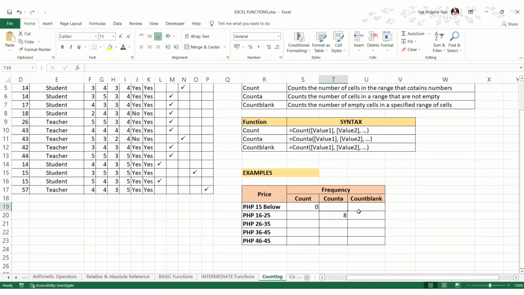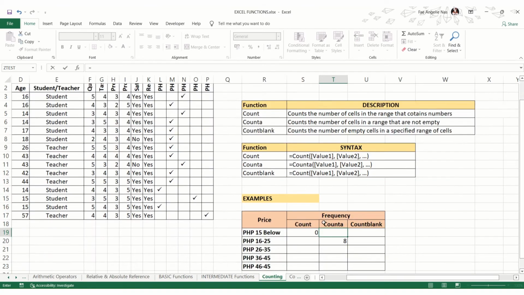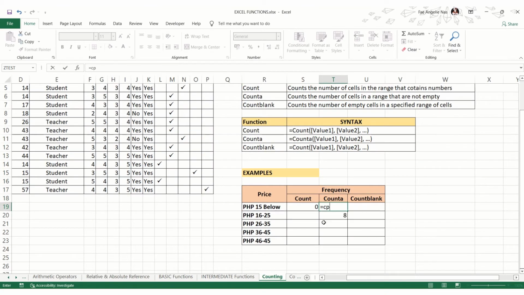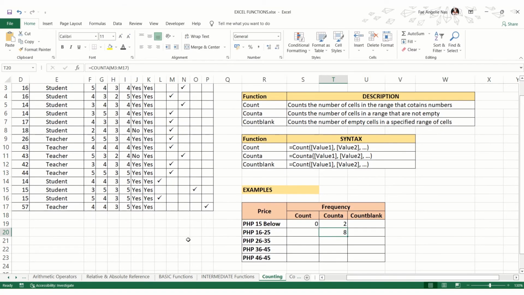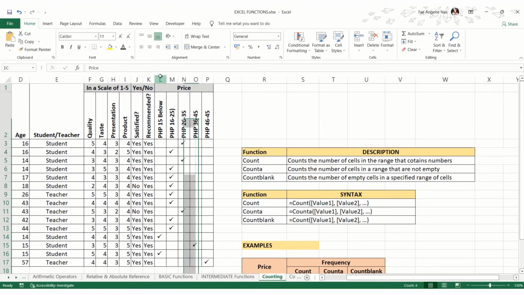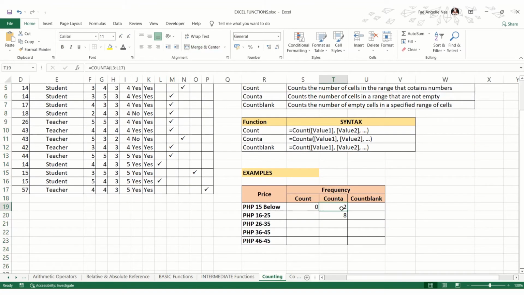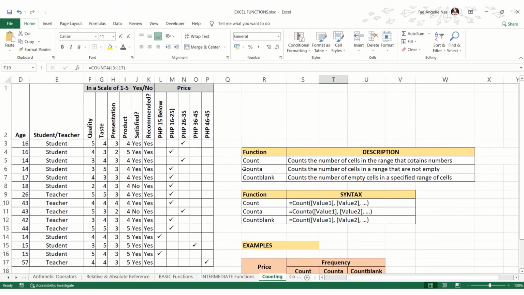So let's apply also here. So for example, at a price of 15 and below. So equals counta, open parenthesis, and then L3 to L17, close parenthesis, and enter. So we now have here, so for this price, for this category here, criteria, so we have 2 respondents that agrees that your product can be sold at a price of 15 and below.